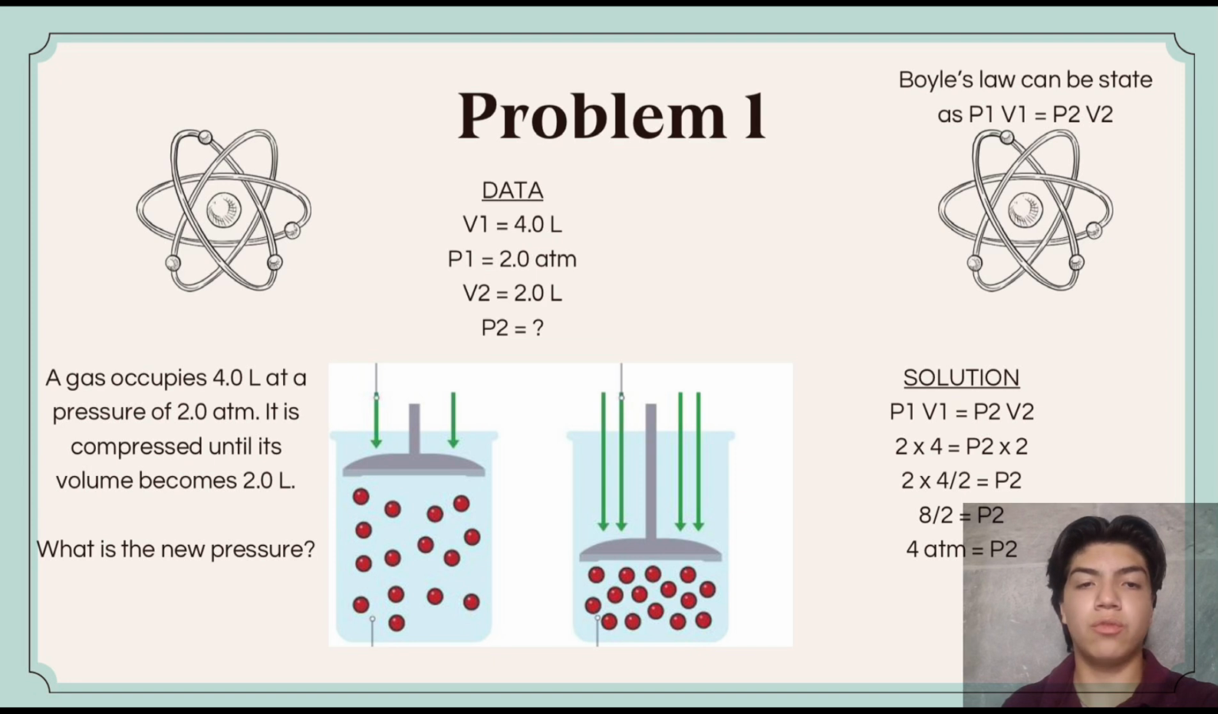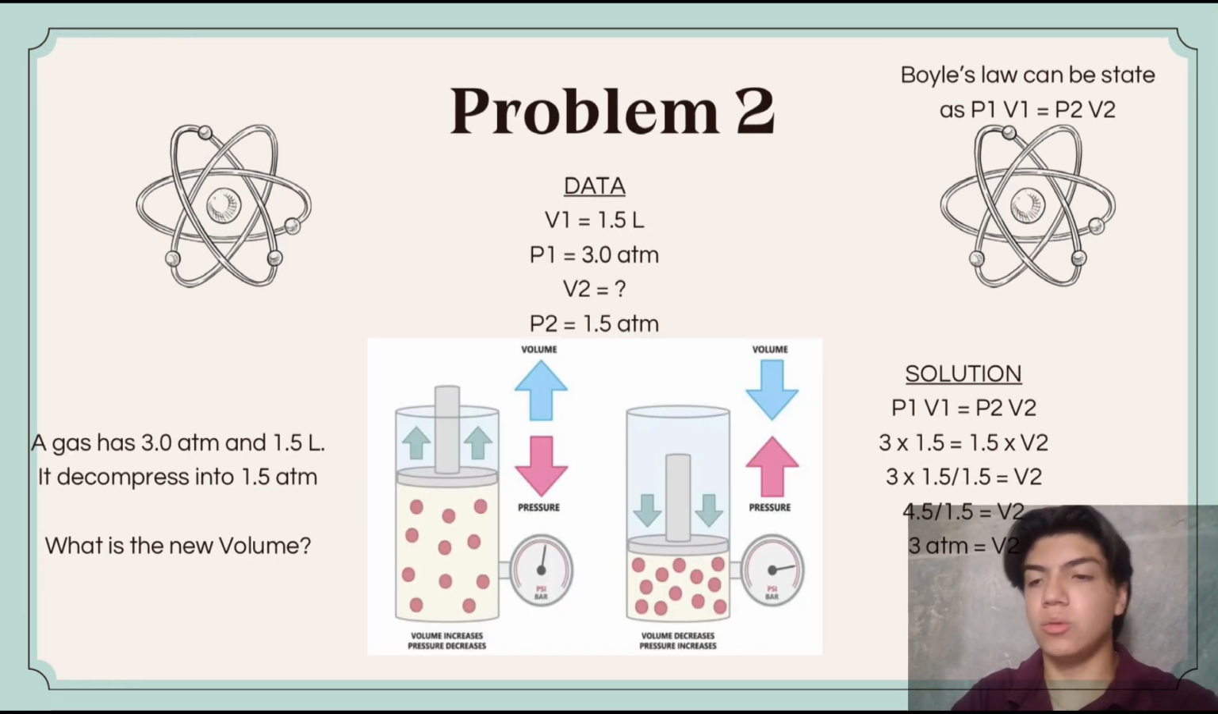And we need to use the formula that is P1 V1 equals P2 V2. In this case, we're going to clear P2, and we are going to multiply P1 V1 and divide it by V2. In this one, 2 times 4 is 8, divided by 2, and that gives us that the pressure is 4 atm.